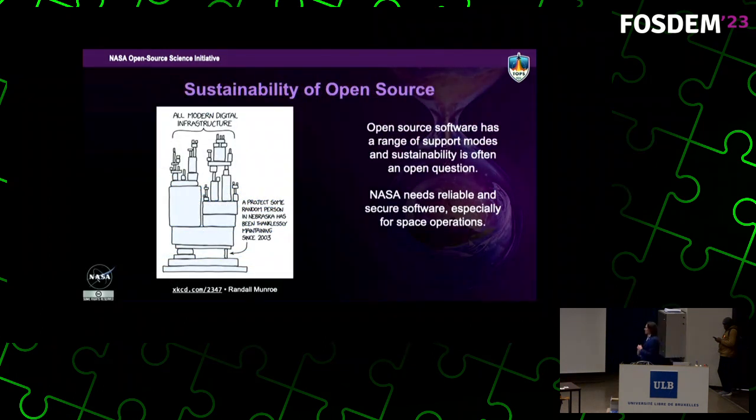And I always put up this XKCD comic on the sustainability of open source software because it's better than if I could write 10 white papers. It won't have the same effect as this to indicate the problems and issues around sustainability. Maybe not all of our open source systems, but a lot of them depend on a small number of developers who are maintaining it and keeping the code active and working. There was a great talk yesterday on the sustainability of open source, and NASA does need reliable, secure software, especially for our space operations.